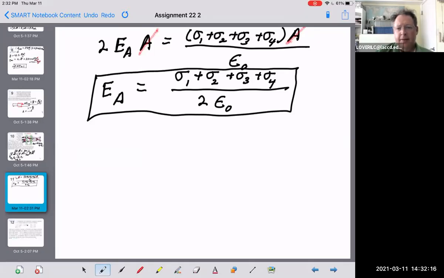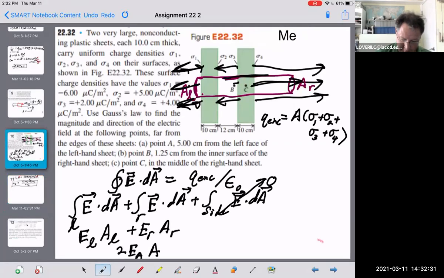Okay, but that one's comparatively easy. That's just the same as the problem done in the book, the same as the problem I've done in the video lectures. Very similar to what you did in the tutorial. So now let's do one that's a little more challenging. All right.